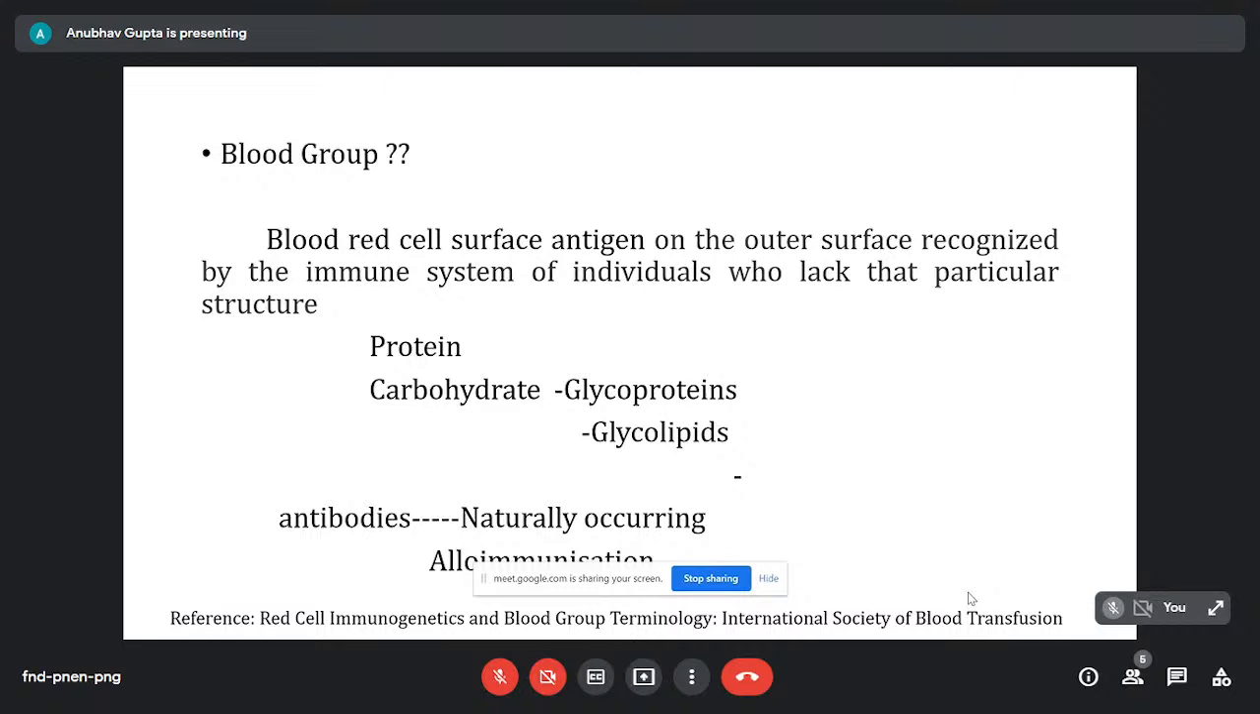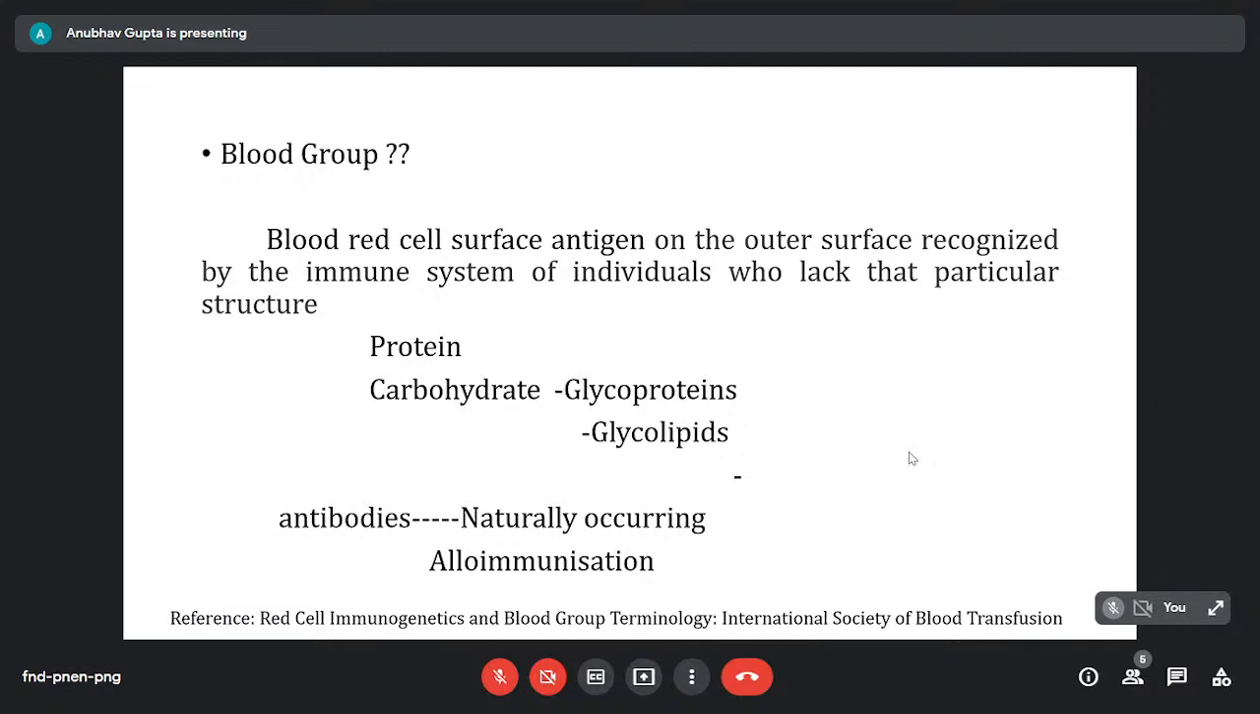And the corresponding antigens, if we have talked about the antigens which can be proteins and carbohydrates, the corresponding antibodies can be naturally occurring or can be immunized, that is alloimmunized. Naturally occurring antibodies, just like we are having anti-A, anti-B, but we are not having anti-D. So anti-A and anti-B are naturally occurring antibodies, but anti-D is by isoimmunization or alloimmunization, that we will form the allo antibody only after the sensitization.